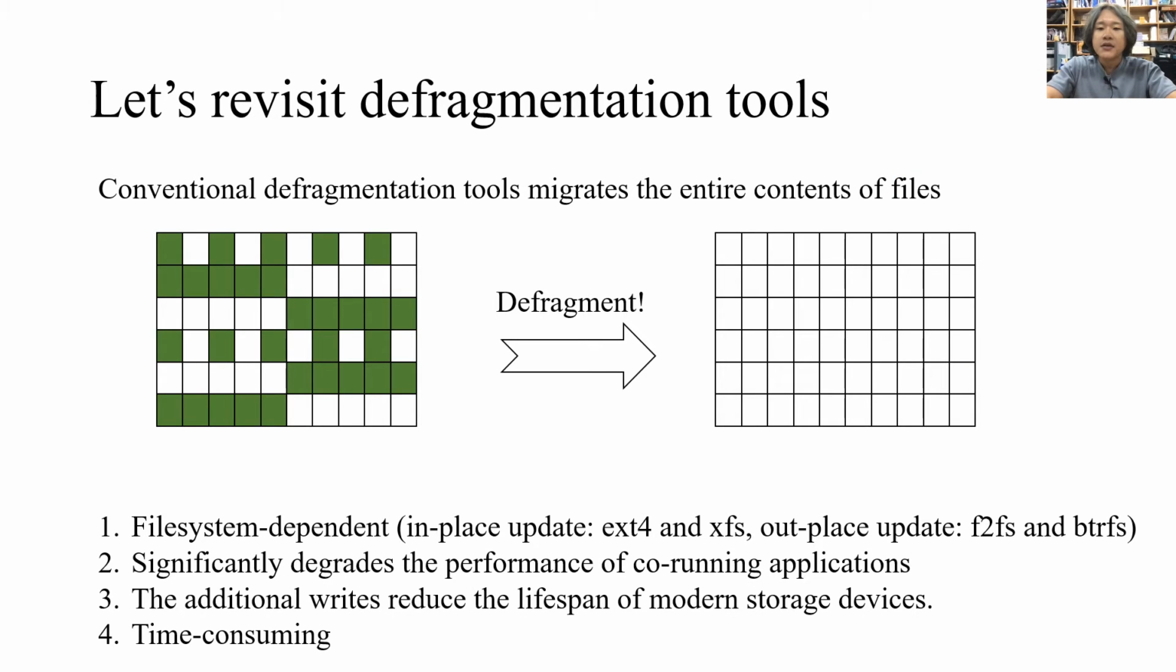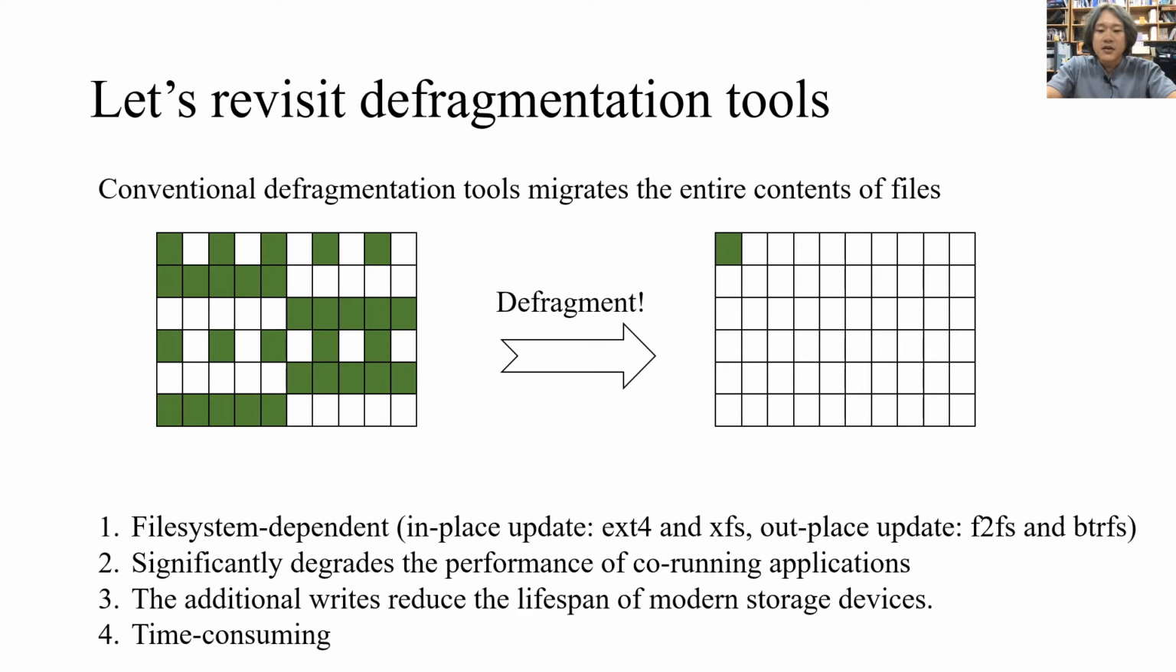Let's take a look at the conventional defragmentation tools. First of all, they are file system dependent. Since each file system has its own block allocation policy, they require their own defragmentation tool to change the location of existing data. For example, ext4 and XFS adopt in-place update, while F2FS and BTRFS utilize out-of-place update. So ext4 has its own defragmentation tool called e4defrag, while BTRFS also has its own tool.